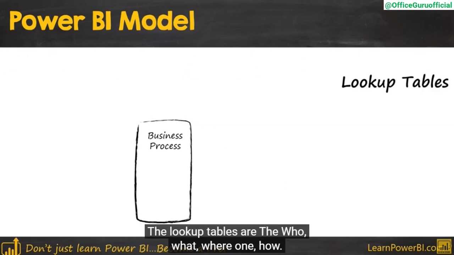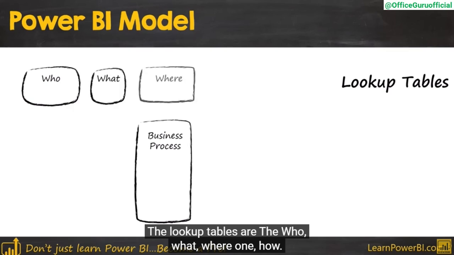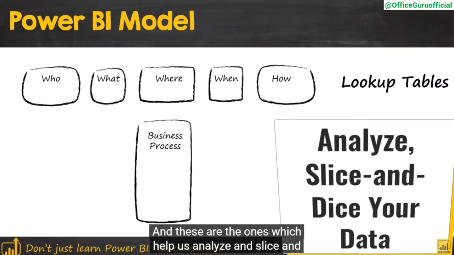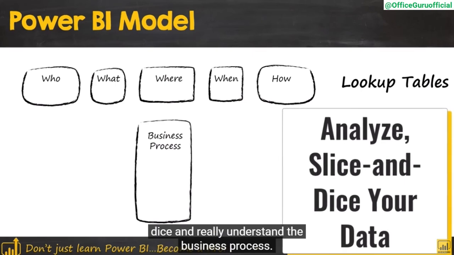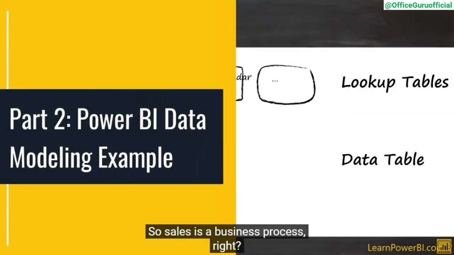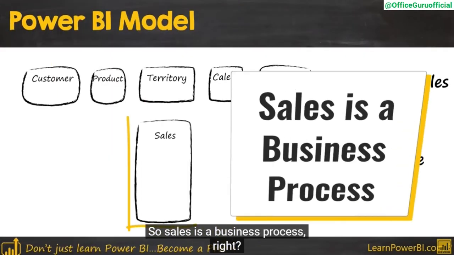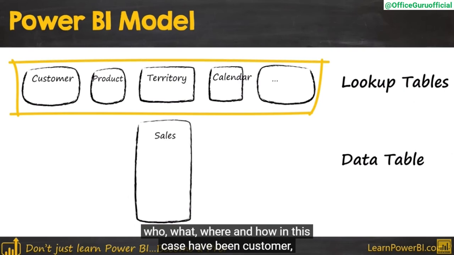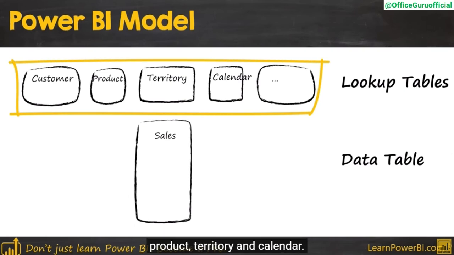The lookup tables are the who, what, where, when, how. And these are the ones which help us analyze and slice and dice and really understand the business process, look at it from a lot of different perspectives. Of course, you've seen an example. So sales is our business process, right? So that's the business process we were capturing in that data table. And our lookup tables, who, what, where, when, how, in this case have been customer, product, territory, and calendar.